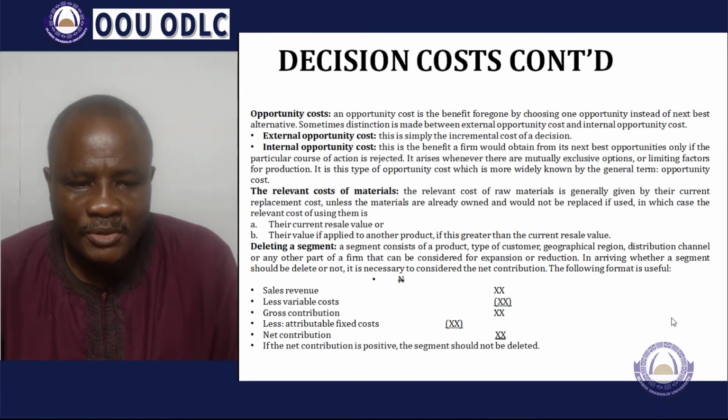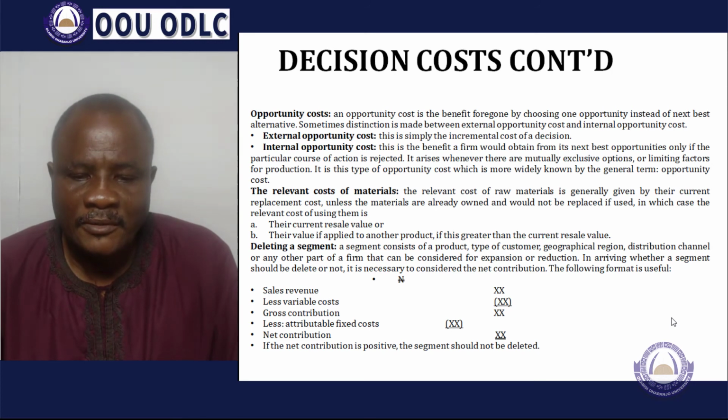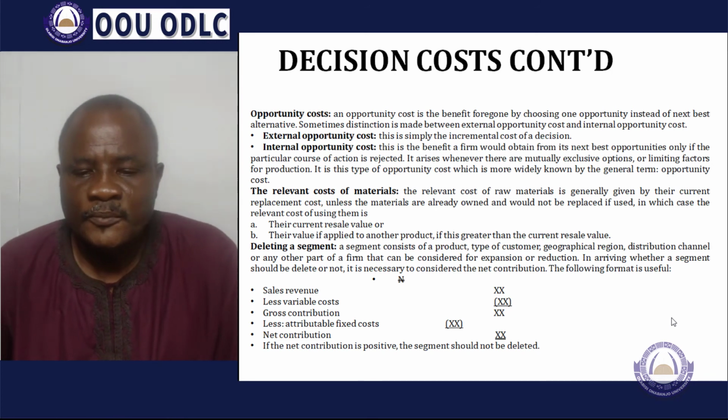We look at the sales revenue, deduct the variable cost from it to get our gross contribution, then less attributable fixed costs, that is costs that can easily be traceable to that activity, and then we have our net contribution. So if the net contribution is positive, this segment should not be deleted or the segment should not be closed down.